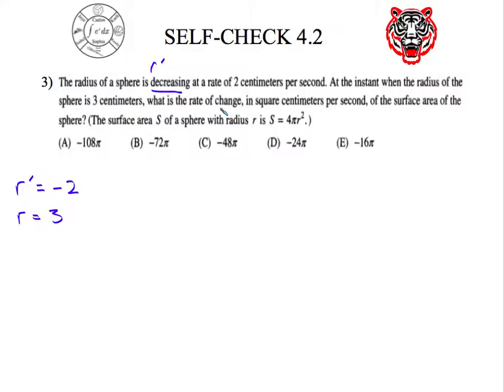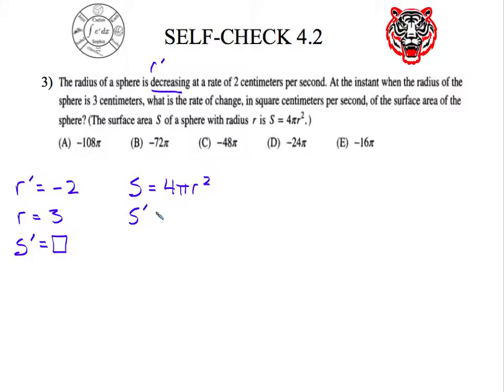So we're looking for something prime in square centimeters per second, perfect, they gave us units, don't worry about it, of the surface area. So surface area, capital S prime, that's what we're looking for of the sphere. All right, and it gives us this handy equation that the surface area is equal to 4 pi r squared. Well, if they're asking for S prime, that means we're taking the derivative.